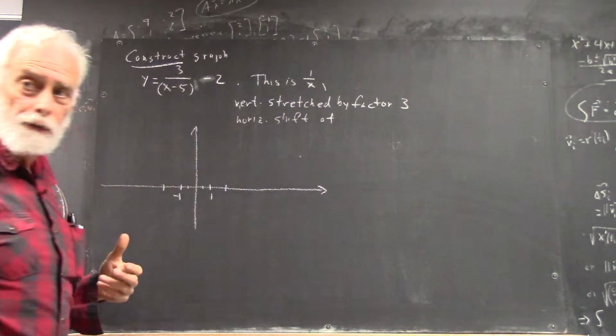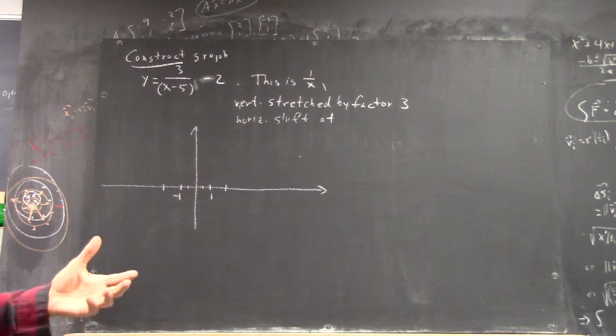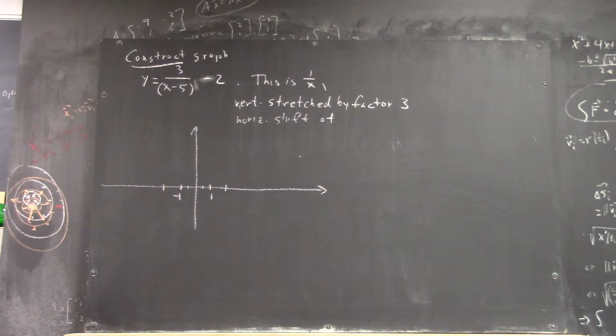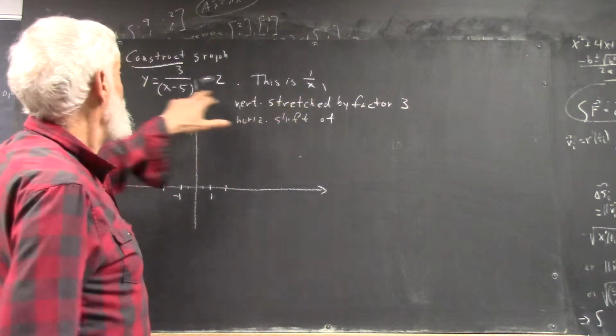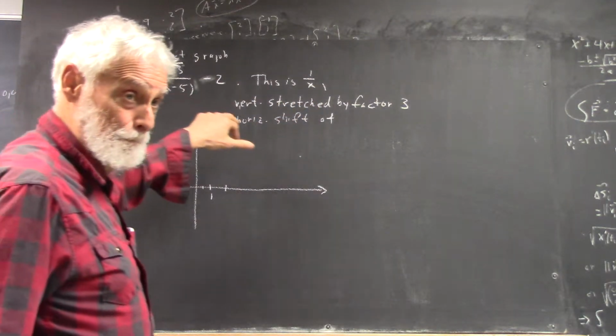What's the horizontal shift? How far do we shift it and in what direction? 5 points to the right. 5 to the right because x in this expression has been replaced by x minus 5, right?